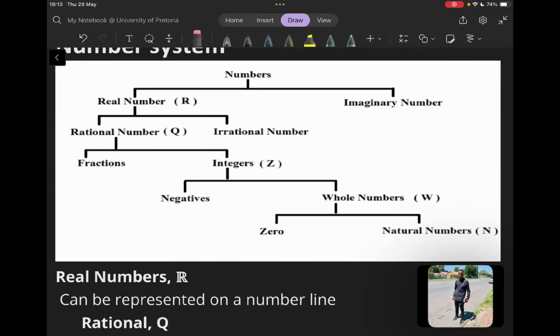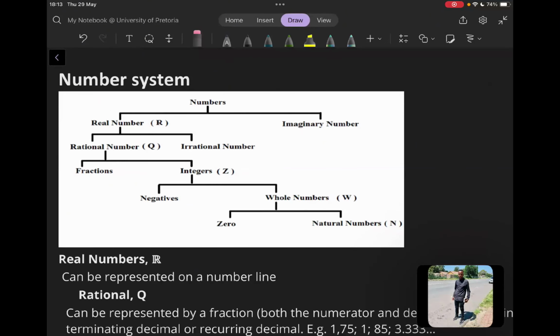Negative numbers would just be -1, -2, -3, so on and so forth. And under whole numbers, we have numbers starting from 0 up until essentially infinity. So 0, 1, 2, 3, and it goes on and on like that. Now under whole numbers, we just have 0 and natural numbers. Natural numbers exclude 0.